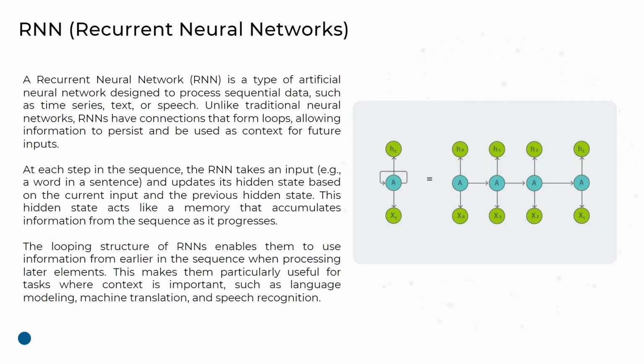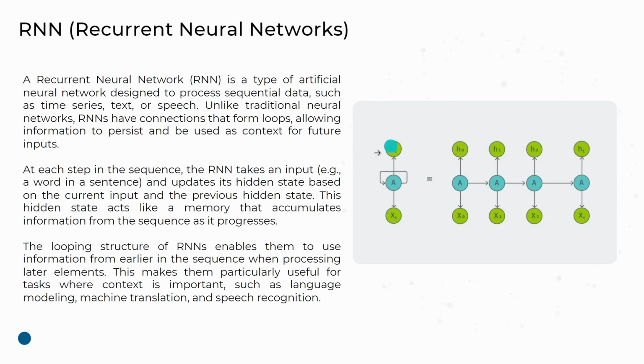Next we have the recurrent neural network. So what exactly is a recurrent neural network? It's a type of artificial neural network designed to process sequential data like time series, text, or speech data. We know that the text we are feeding in is sequential data. It is going to learn the pattern in that sequential data, and based on that it will predict the next word.